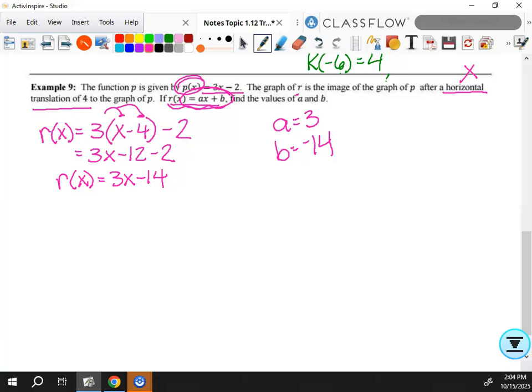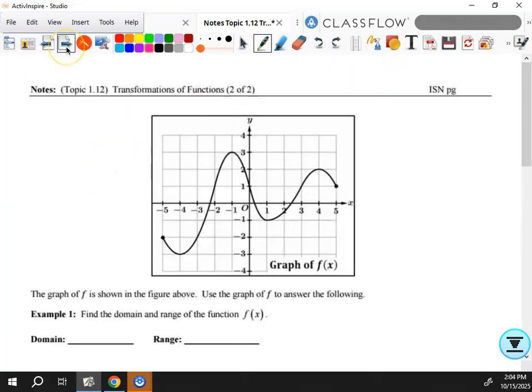All right, then grab your other sheet of paper. This is also going on page 40 when we're done.